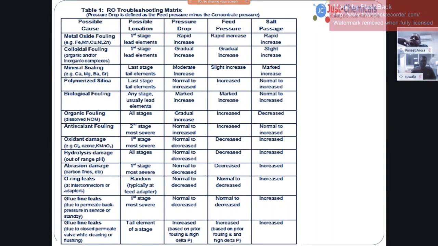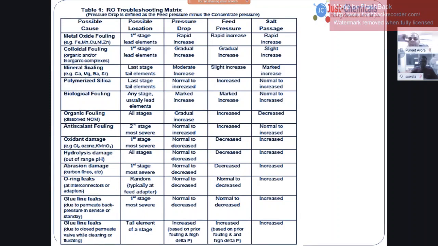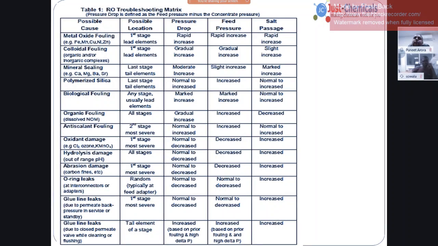So likewise, there are flocks of membranes, many membranes are there. One membrane to another membrane, they are glued along the edges. If there is a glue line leakage, which happens due to permeate back pressure, or it may also happen when you take the pH beyond 11 during cleaning. During cleaning, if you are taking the pH beyond 11, glue line leakage may happen.